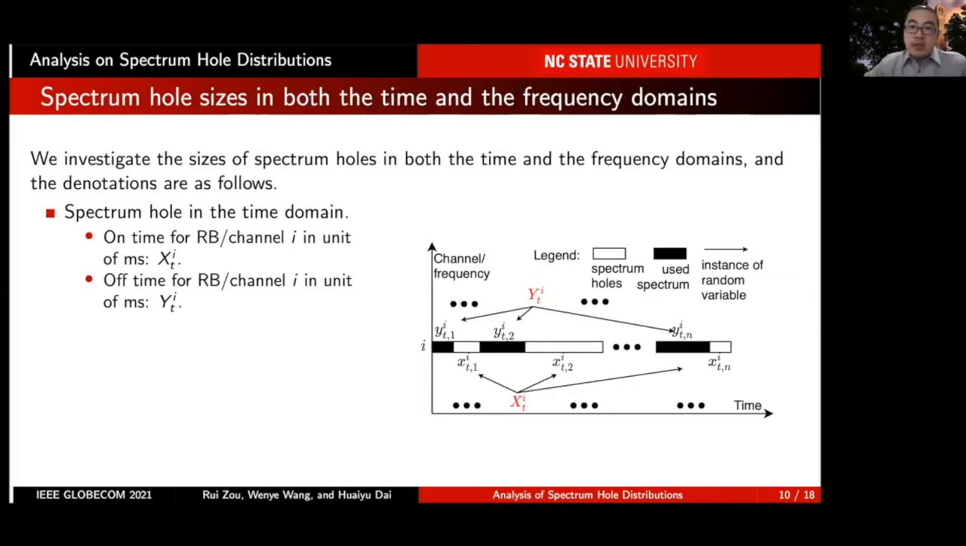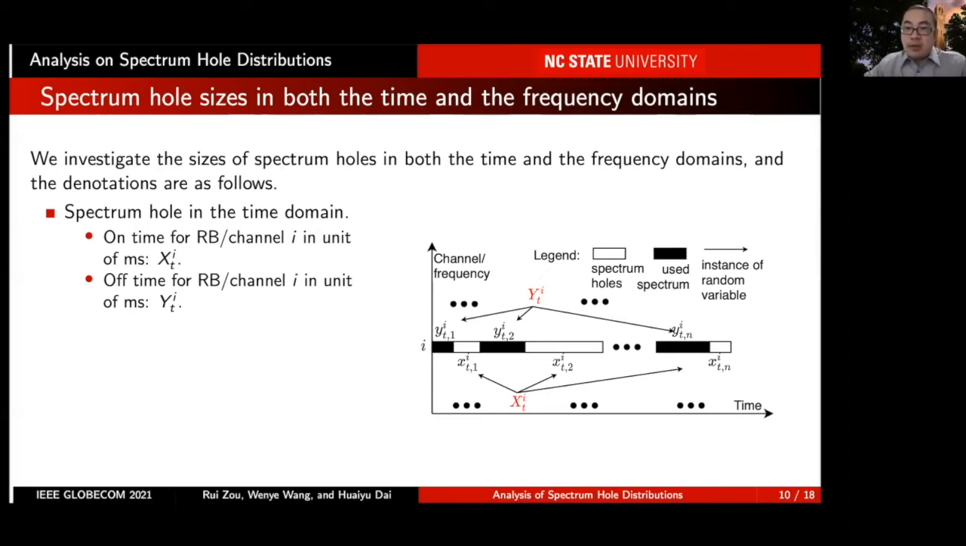Here is a visualization of the two-dimensional perspective on spectrum hole distributions. We first study the spectrum hole distributions in the time domain, where we look into each LTE RB and examine the time length of spectrum holes in milliseconds.